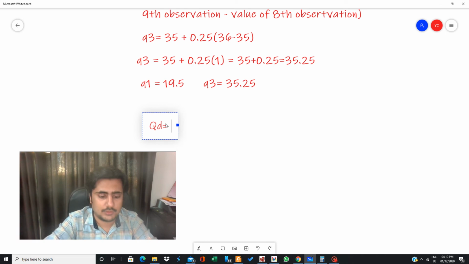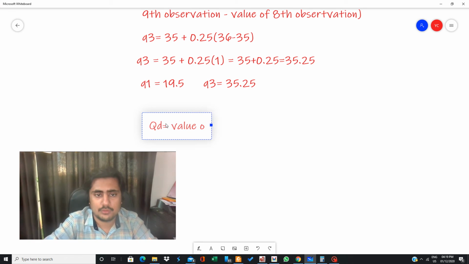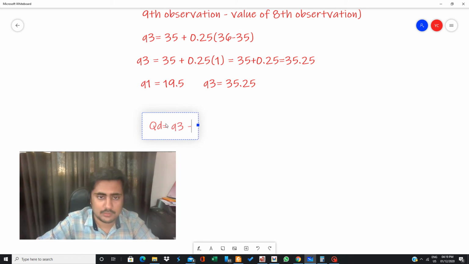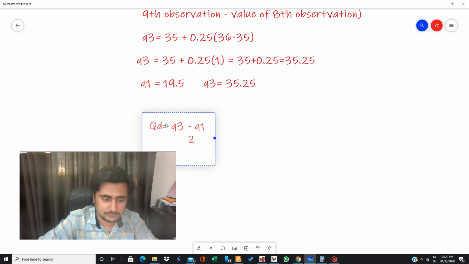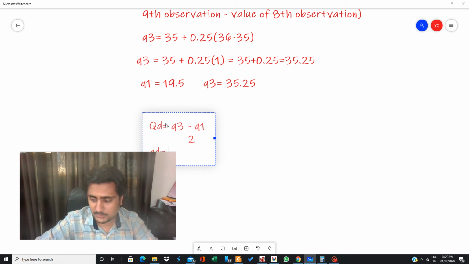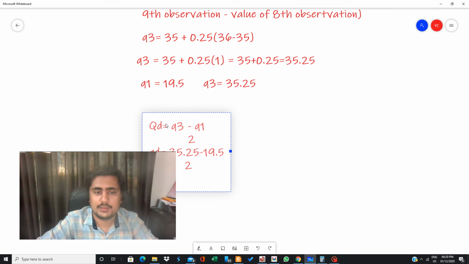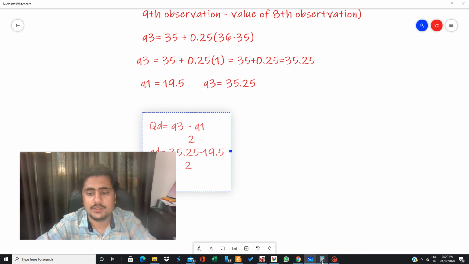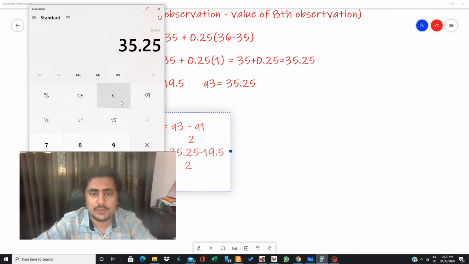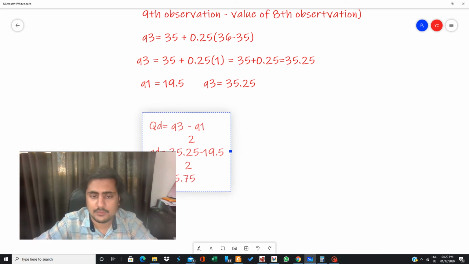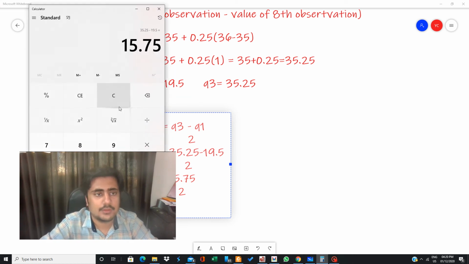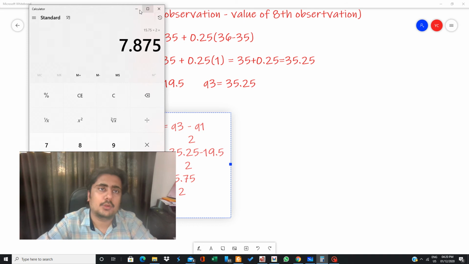What is quartile deviation? It is equal to Q3 minus Q1 upon 2. Now this is Q3, this is Q1, and this is upon 2. So basically your quartile deviation is 35.25 minus 19.5, that is 15.75, upon 2. So your quartile deviation is 15.75 upon 2, that is 7.875.